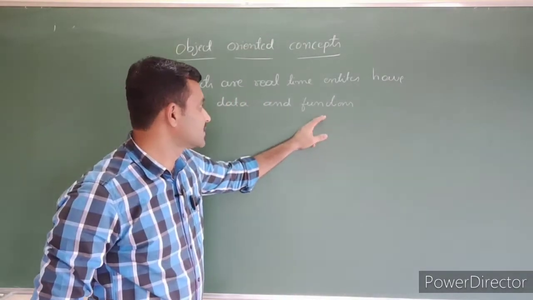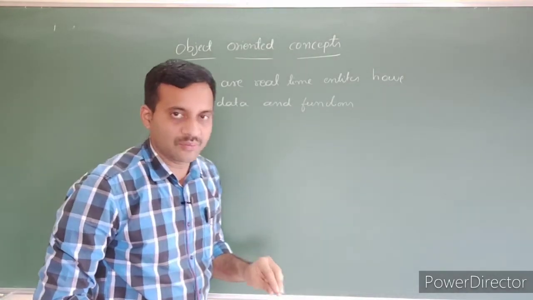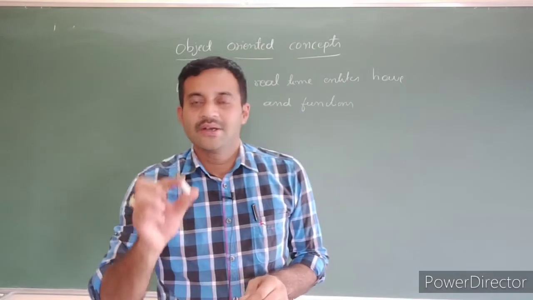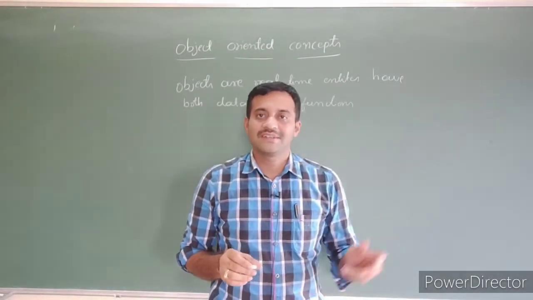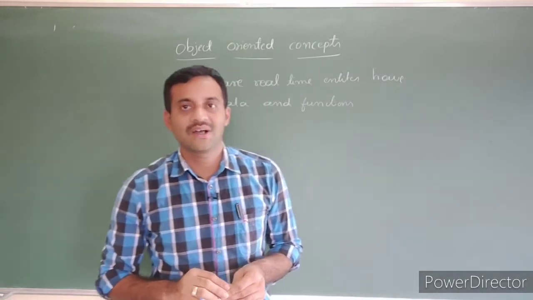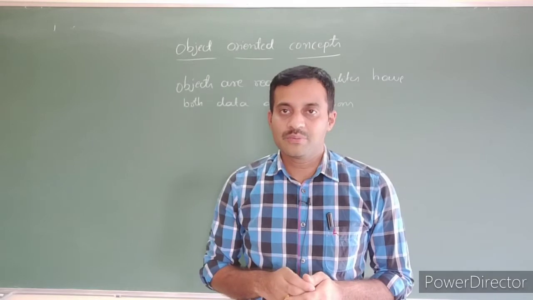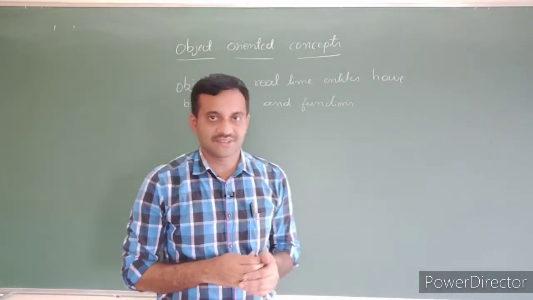These functions work on the data present inside the object. For example, a desk is an object, a pen is an object, a pencil is an object, chalk is an object, a duster is an object. So the common definition for an object is that it is an identifiable entity that has a physical existence.